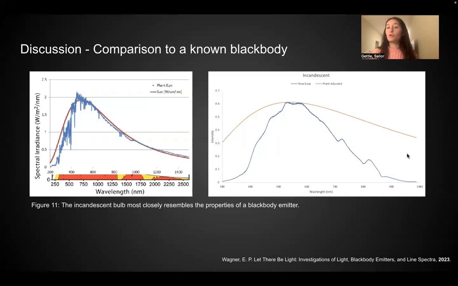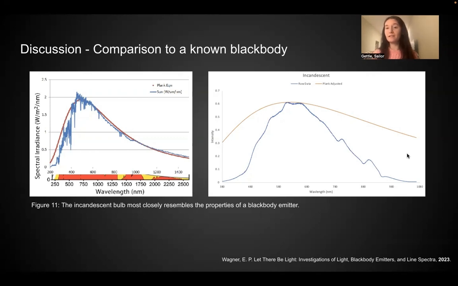How is it possible to know which of the 3 bulbs is the best approximation of a black body emitter? When the raw spectra is fitted to the Planck adjusted spectra, it is evident that the incandescent bulb has the closest fit. And when compared to an almost ideal black body, the sun, as depicted in the left part of the figure, we can see a lot of similarities between these two.